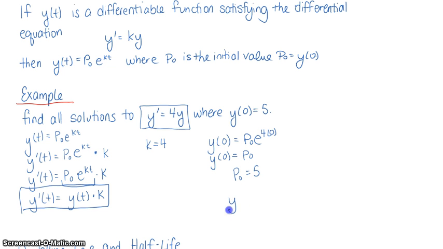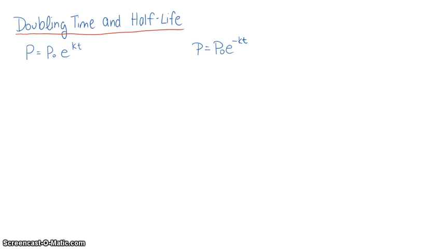So our function of interest is going to have an initial amount of 5, and we're going to have an exponent of 4t. That's your solution. That satisfies it, so that when I take the derivative, it's going to equal 4 times the function, where the initial condition is held. Another important concept is when we have doubling time and half-lives. You've seen these sort of concepts before. Now we're going to again work with them with a base of e.